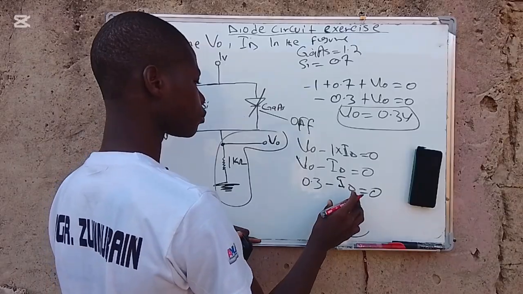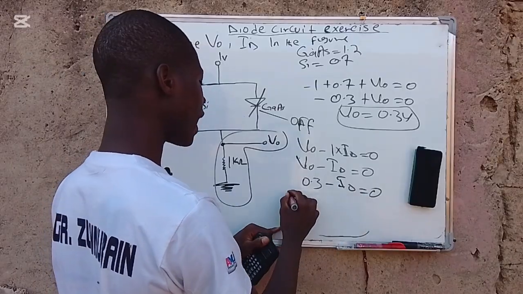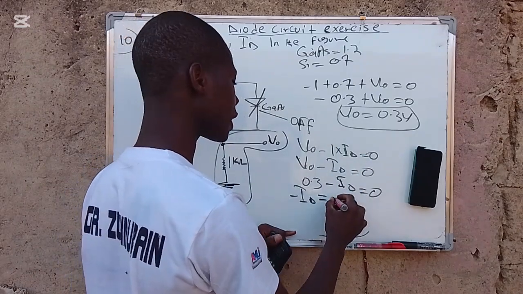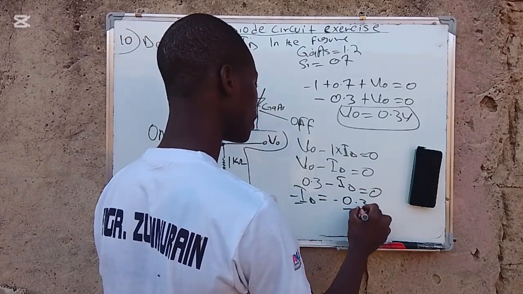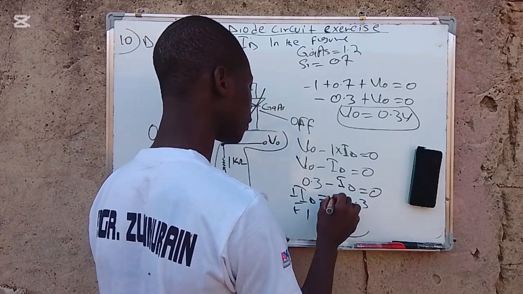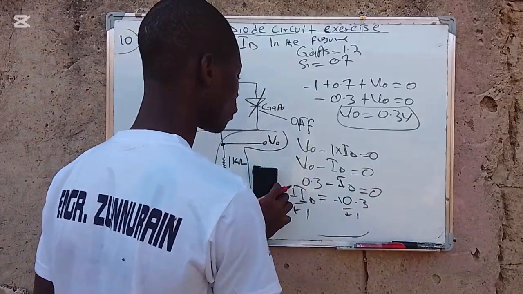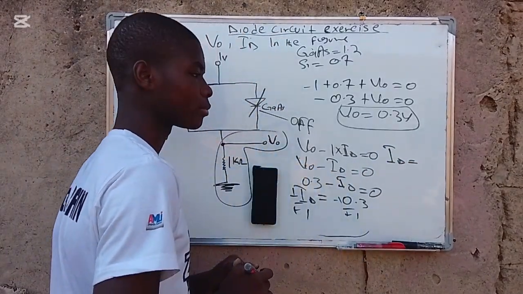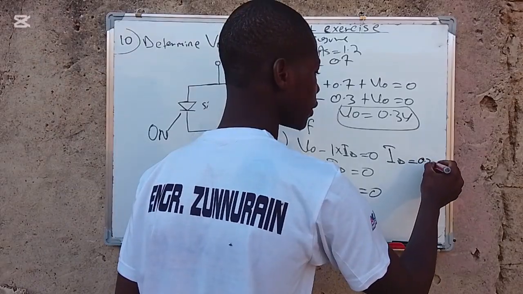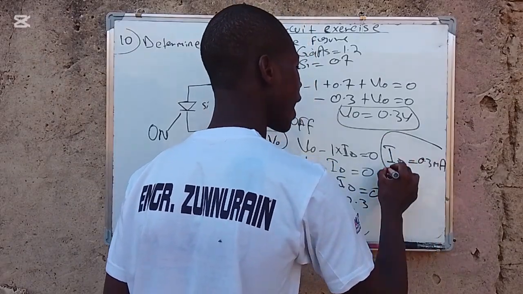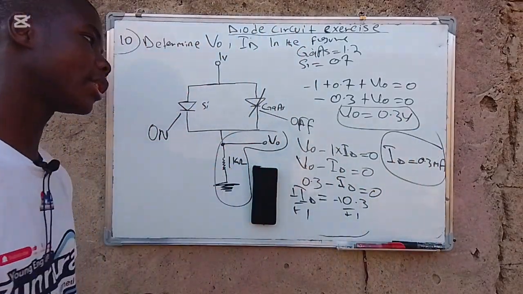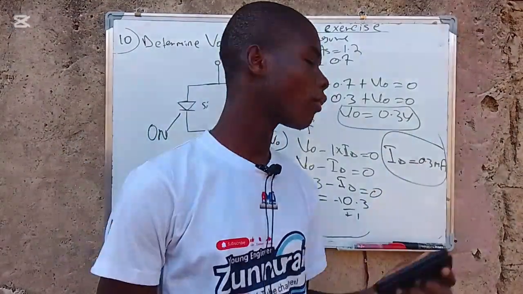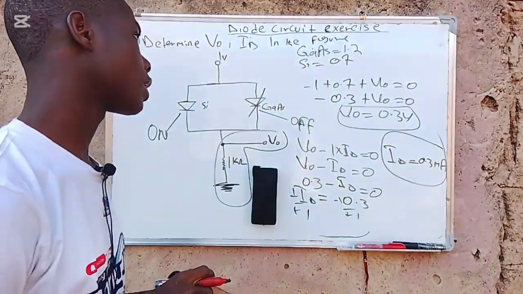So therefore, when I have negative ID, when this crosses the equal sign, it will be negative 0.3 by dividing both sides by -1. So therefore the value of this ID should now be equal to 0.3 milliamps, because of this kilo. So as you can see, the V0 is 0.3 volts, and the ID is 0.3 milliamps.